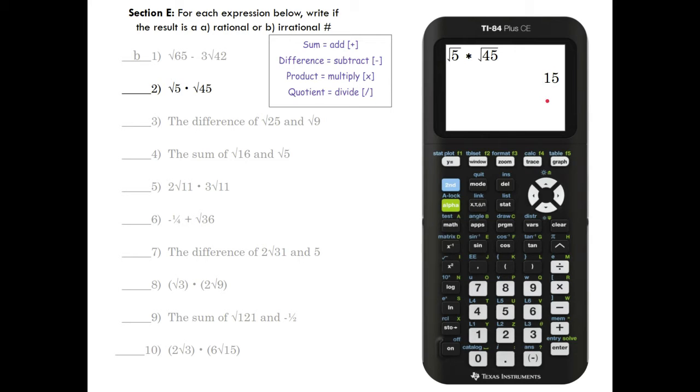It does not have numbers after the decimal point that go on and on in a non-repeating pattern. Therefore, it's rational. Therefore, the answer is A. Now, we did this a couple of sections ago in section B.